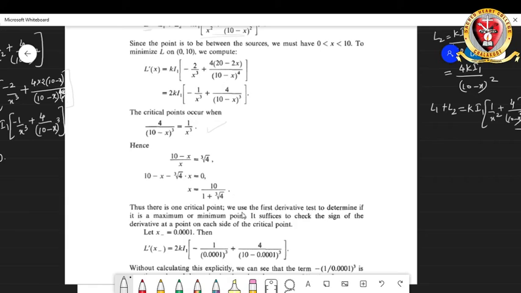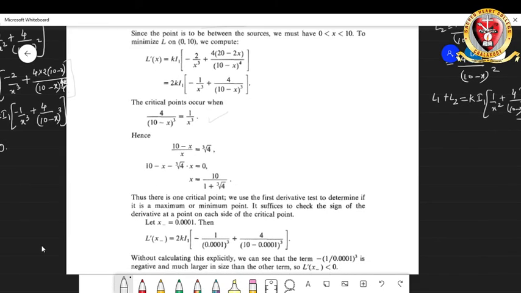We have to check whether it is having a minimum or maximum point. We can either find the second derivative using the second derivative test. You can do it, but it is a little difficult. So what you do is you can take a point to the left of this point, and you can take a point to the right of this point. Taking a point to the left, the point we take is 0.0001. Note that we are taking points from 0 to 10.